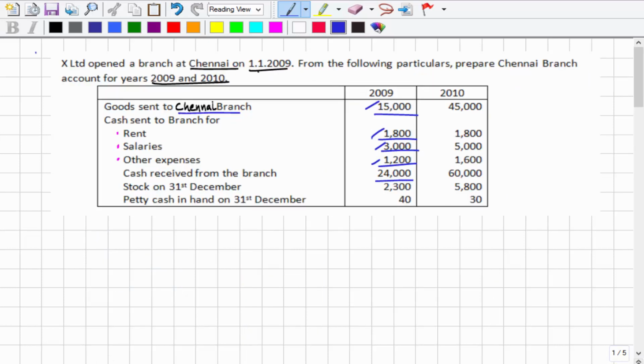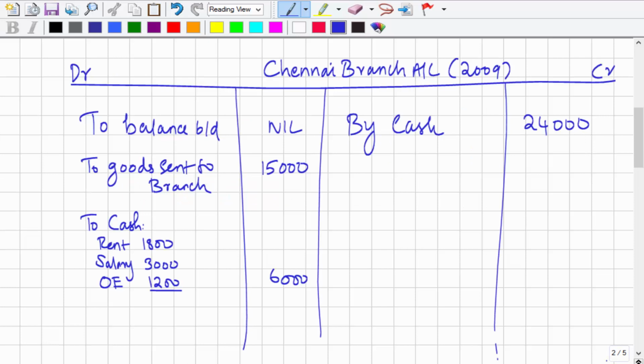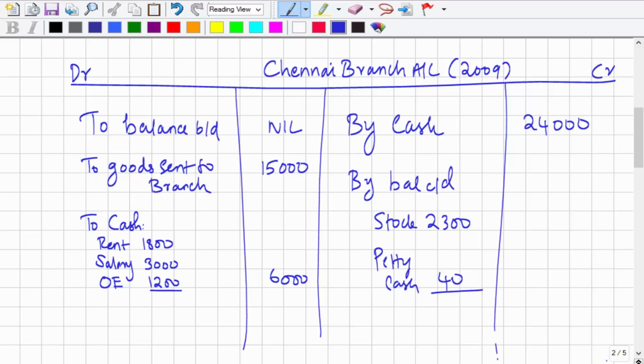Then we have stock on 31st December 2300, petty cash on 31st December 40. So that's the closing position, and we have to write here by balance carried on. One is stock, that is 2300. The other one is petty cash and it is only 40. So both put together it is 2340.